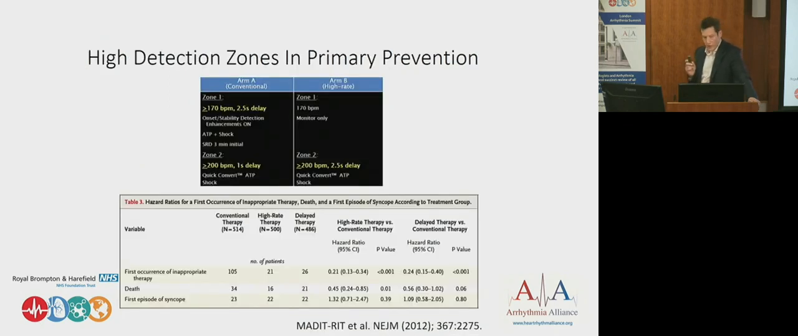The use of a high detection zone in prophylactic devices, as we all know, was evaluated in MADIT-RIT, which compared a zone of 170 versus 200, in a randomised fashion with 500 patients in each group. And as you can see, and I'm sure you'll know, it reduced inappropriate therapy or time to first inappropriate therapy by around 80%, with an associated reduction in mortality of 55% and no significant increase in syncope.